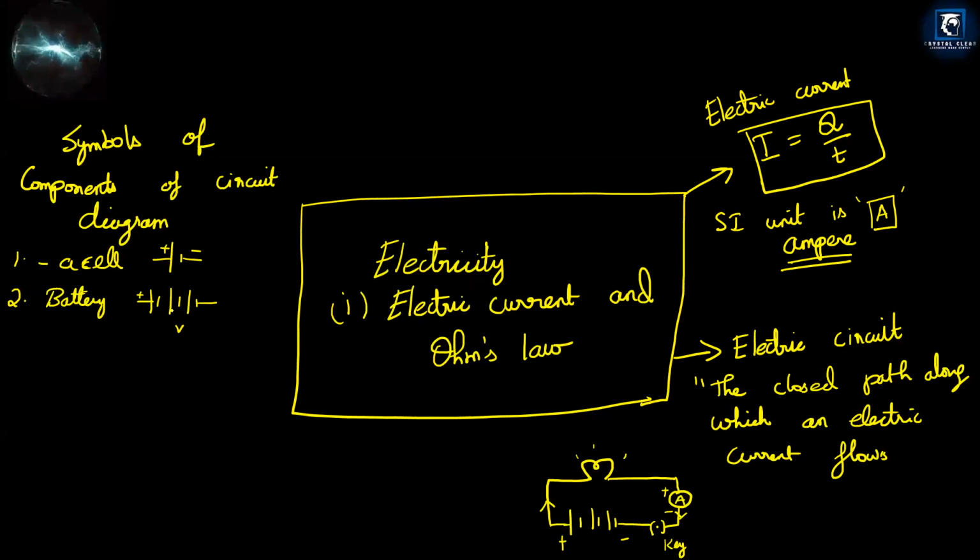How many cells I have arranged here? 3 cells I have arranged here. Suppose one cell is having 2 volt. Now you have connected with 3 cells, and the battery has 3 cells. So how many volts will be there? 3 into 2 volt is equal to 6 volt.